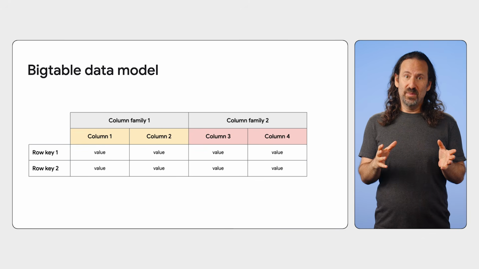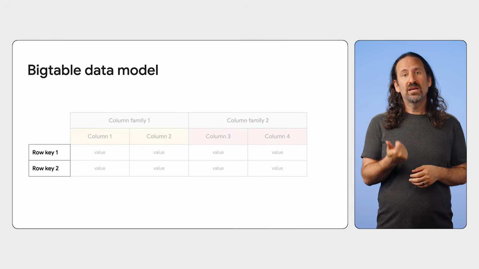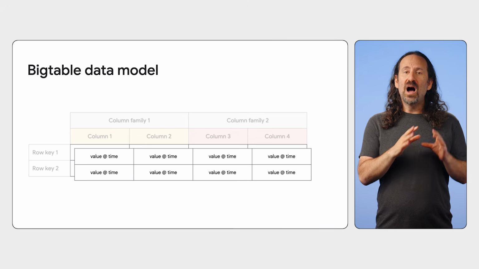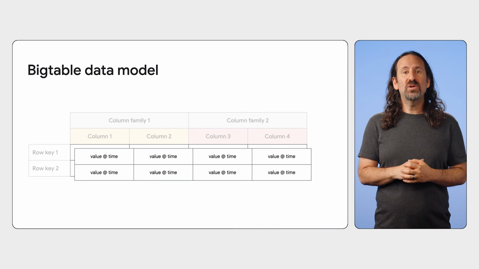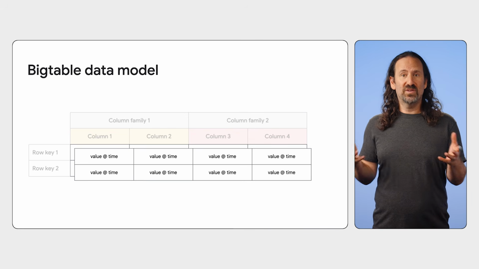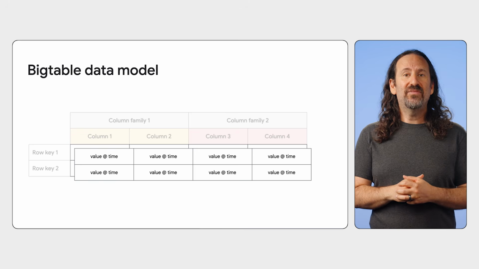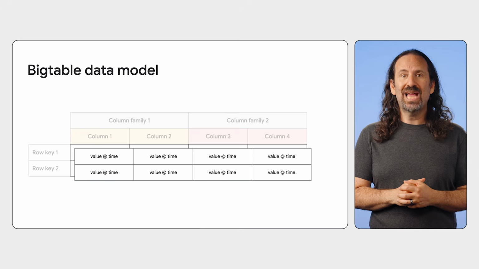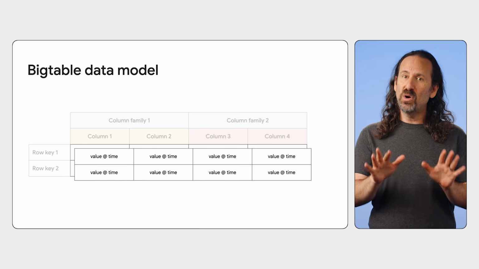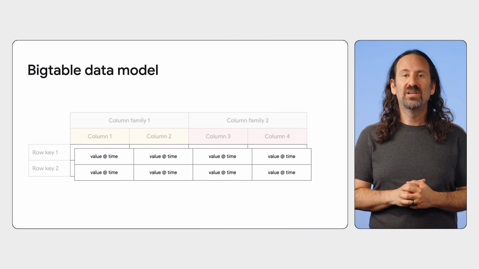It's a three-dimensional table. Each cell is defined by a row key, column, and timestamp. Unlike relational databases, Bigtable uses a flexible schema that evolves over time, so you can start fast and adapt as your app grows. Every table has a unique row key, which acts as the primary index. It's the most efficient way to access your data.